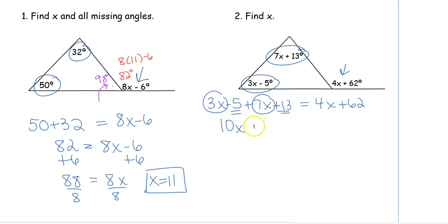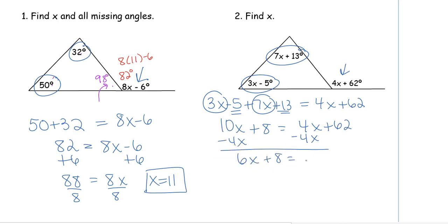So then we get plus 8. Once we've simplified the left, now I need to move pieces over. I'm moving that 4x over. So that gives me 6x plus 8 is equal to 62. I move the 8 over, and we get 6x is equal to 54. We divide by 6, and we find that x is going to be equal to 9. And we are all done.